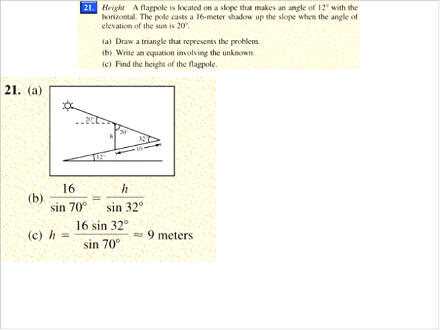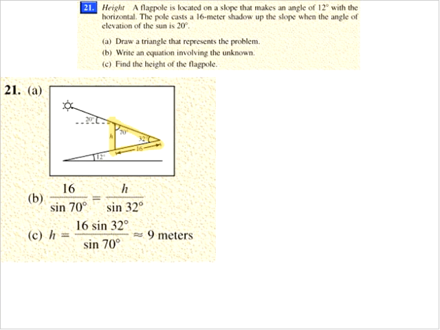Okay, let's look at the next one here. A flagpole is located on a slope that makes an angle of 12 degrees with the horizontal. The pole casts a 16-meter shadow up the slope when the angle of elevation of the sun is 20. Draw a triangle that represents the problem. This is really difficult. Anytime you're dealing with angles of elevation or depression, it can get a little bit confusing. So here's the triangle that we're actually going to set up.